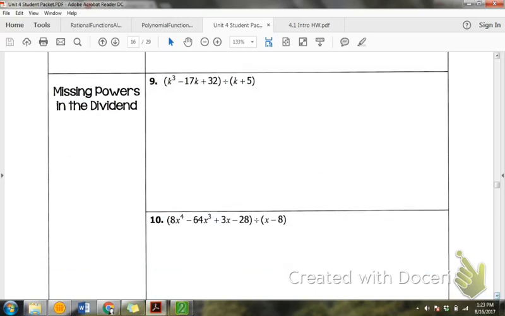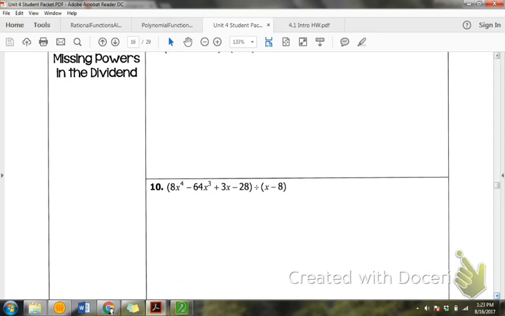Okay, on number 10, what do you notice? It says x to the 4th, x to the 3rd, and then it goes to what? Just x. So you should always double check to make sure you're not missing a term in the dividend. You can agree we don't have an x squared term, right? So when you are missing a term, you always put a 0 in for the missing term because it needs a placeholder. It has to be there.